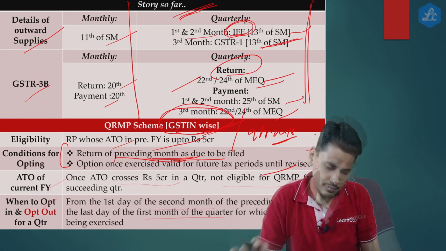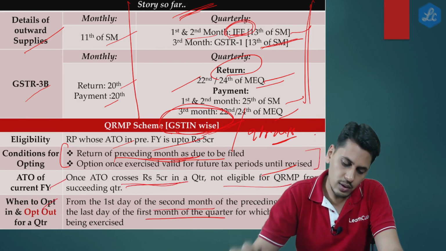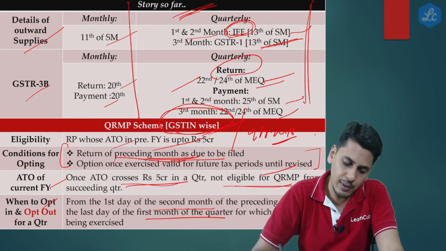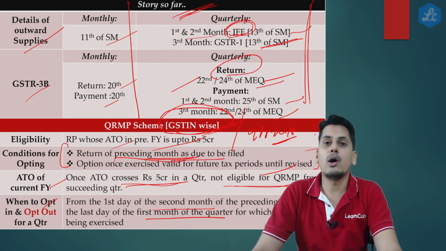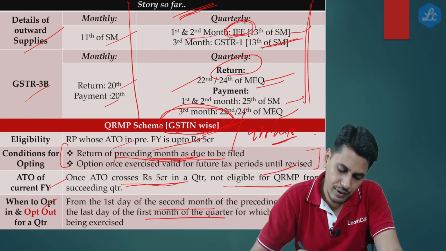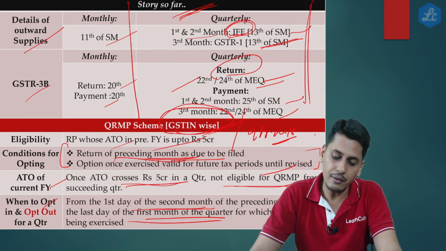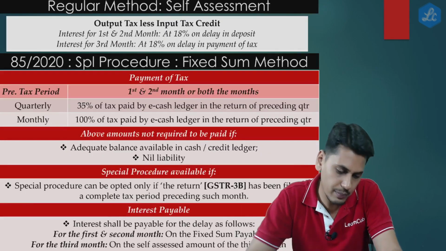Aggregate turnover of the current financial year. Once the aggregate turnover crosses rupees 5 crores in a quarter, QRMP scheme shall not be eligible from the succeeding quarter. When to opt in and opt out for a quarter? So friends, from the first day of the second month of the preceding quarter till the last day of the first month of the quarter for which the option is being exercised. This window we have seen multiple times.